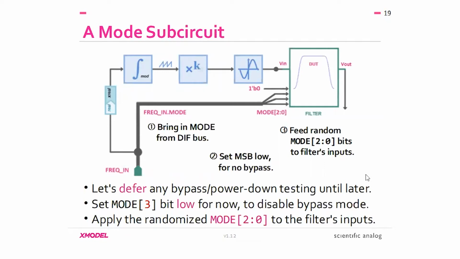Let's look at the mode. This is much simpler. Through the same interface port freq in, we're bringing in the enumerated mode. Let's defer for now the bypass testing of the filter. We'll look at that in section 6. So for now, we'll deassert the most significant bit. So we're only concerned with these 3 mode bits, giving us a choice of 8 enumerated modes, and we can apply them directly to the filter inputs. Any necessary bit to X bit conversion is done inside the filter.